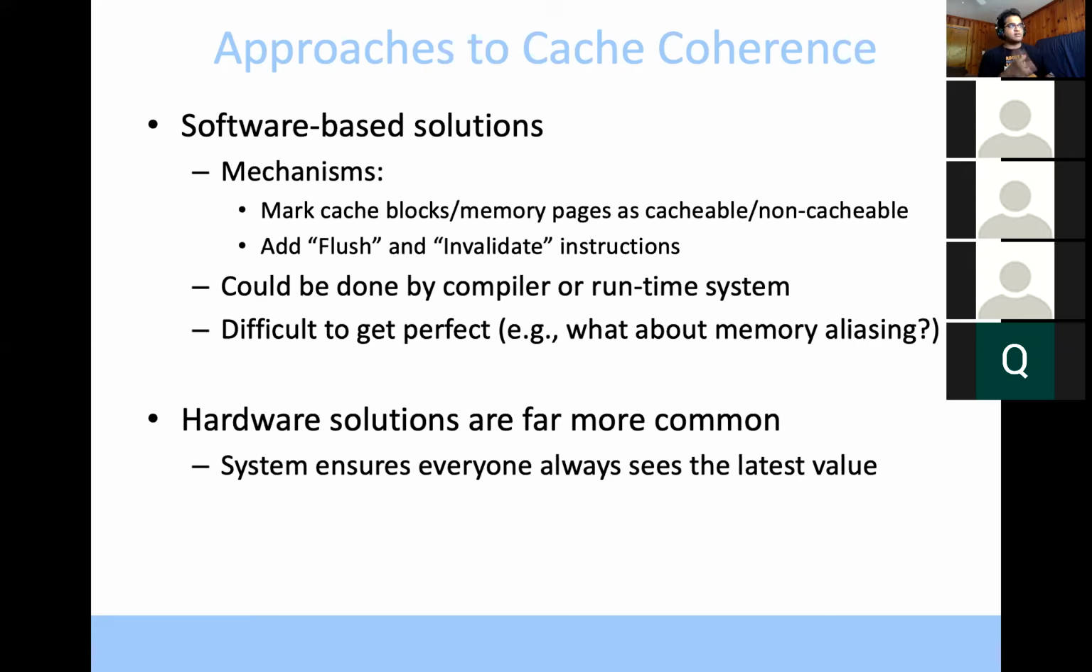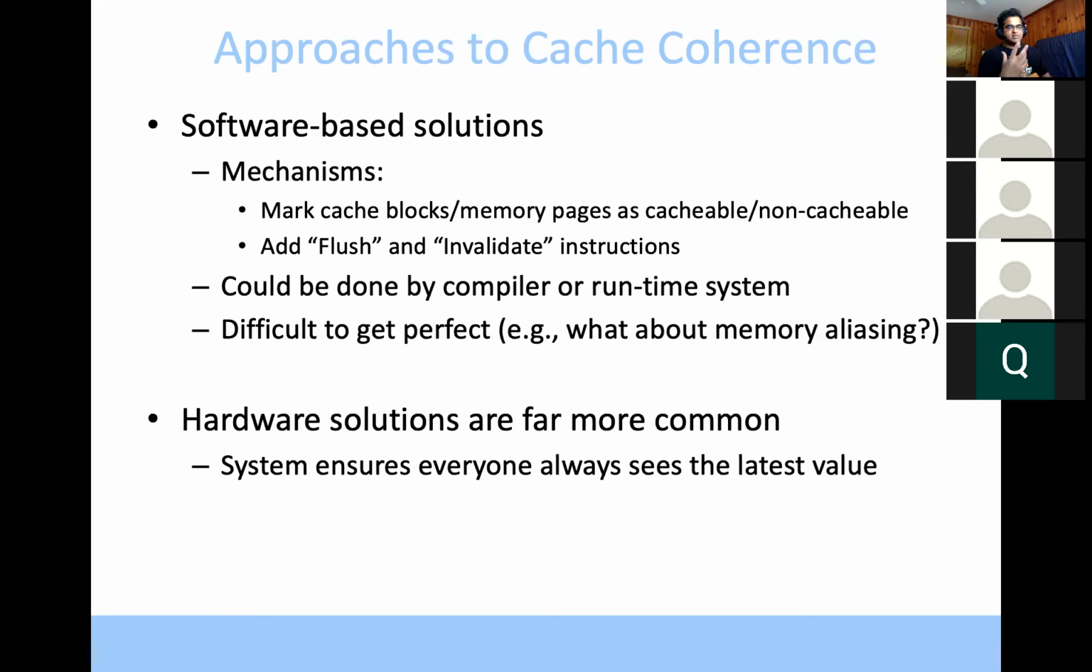You can install these software-based solutions by a compiler or runtime system, but it's hard to get correct because sometimes you may have memory aliasing, where you have two virtual addresses referring to the same physical address, but you have no way of knowing that they're referring to the same physical address, right? So that becomes a little difficult.